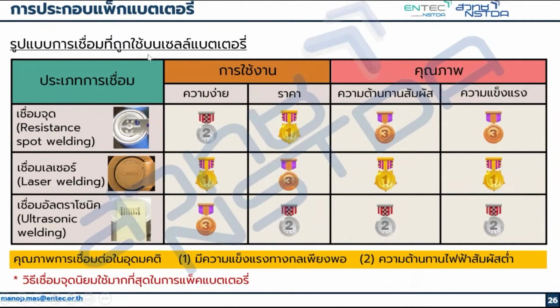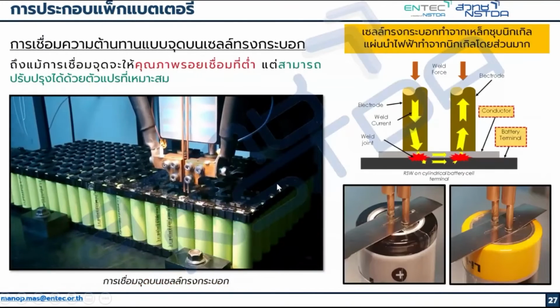Resistance spot welding. Nowadays, laser welding and ultrasonic welding are for large industry. This is SME. The accessible option is the spot welding, which is low cost, but the performance would be lower than the laser and ultrasonic. This video shows how the spot welding works.